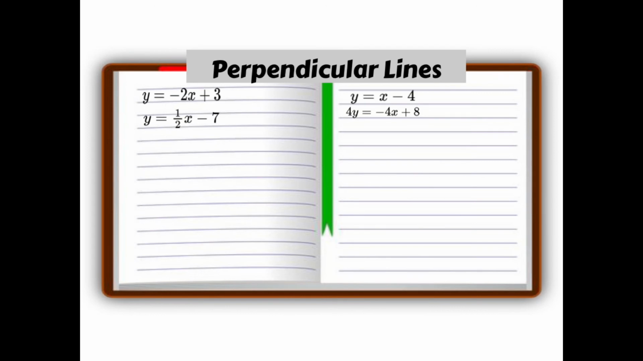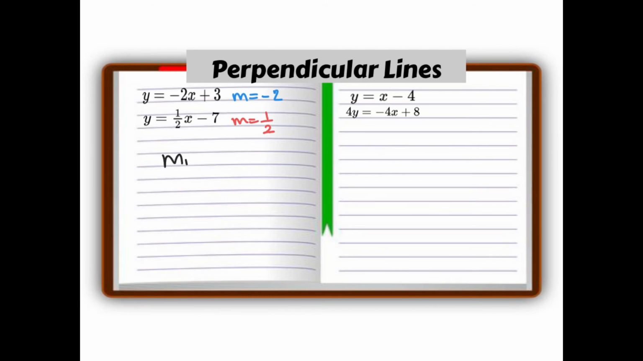Okay. Now, here we have only the equations, not the graph. But we're going to do exactly the same. We're going to focus first on the slope. So for the first equation, the slope equals -2, because my equation is in the form y equals mx plus b. So m is the number in front of the x, m is the slope, m equals -2. And for the second one, m equals 1/2.